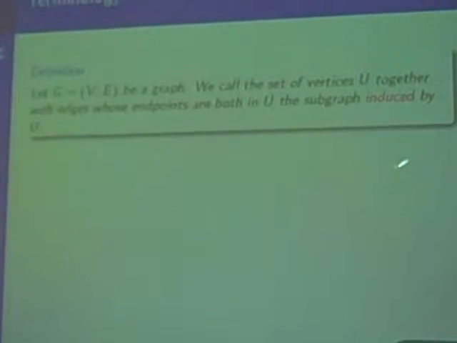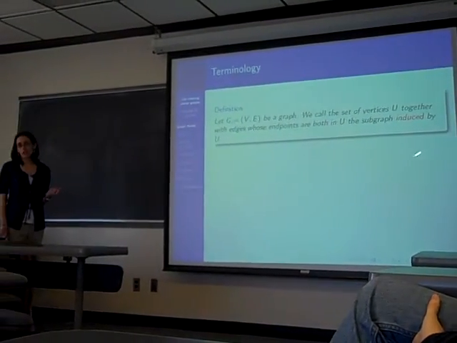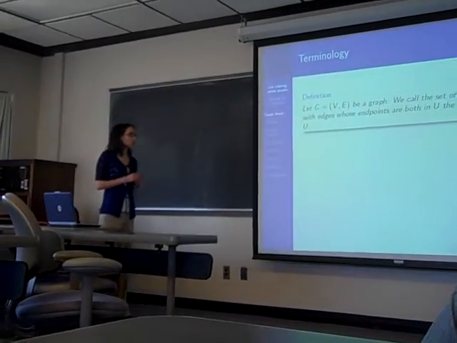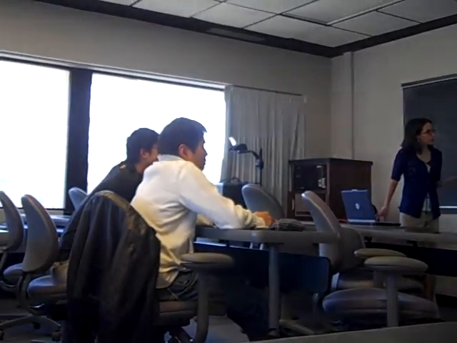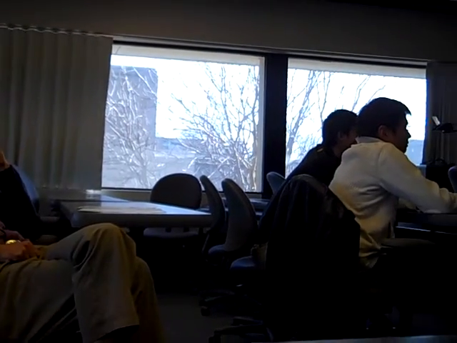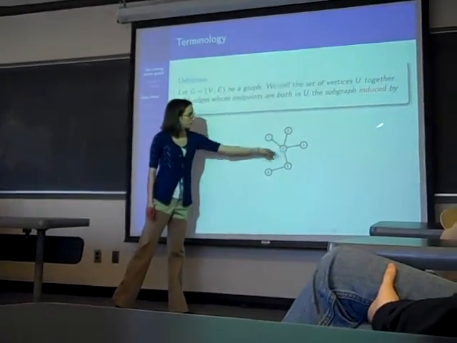If we have a graph G and a subset of vertices U, and we take that set and all of the edges whose endpoints are both elements of U, we call that the subgraph induced by U. We can also have subgraphs that are not induced by U; they would just not have as many edges. For example here, the subgraph induced by 1, 2, and 4 would just be this portion here, but nothing else.